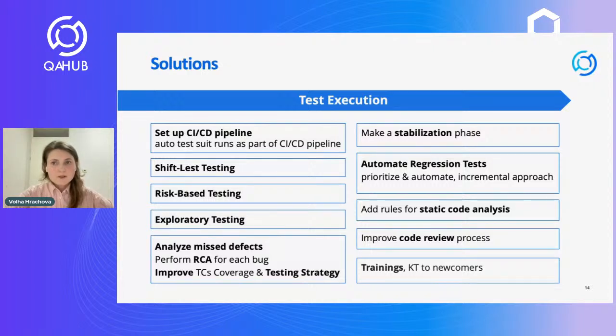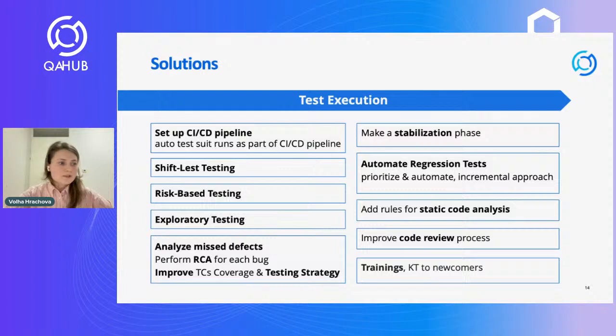What is more, we need to analyze missed defects, no matter whether the defects are found in production or during our testing phase. We need to analyze each and every defect and try to find the root cause for it, whether it was a missed requirement or some configuration issue. Try to find the real reason for this bug.